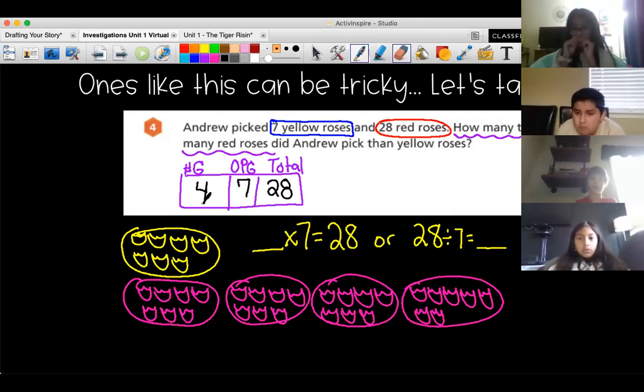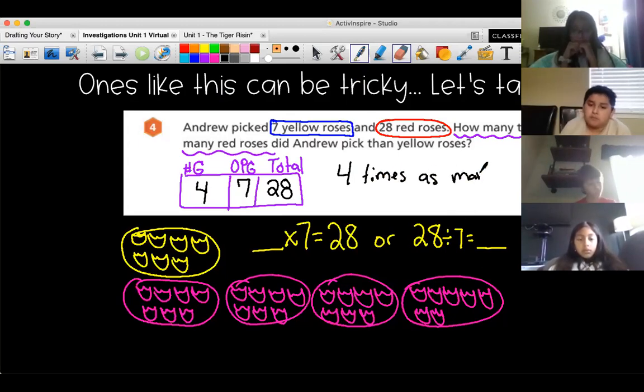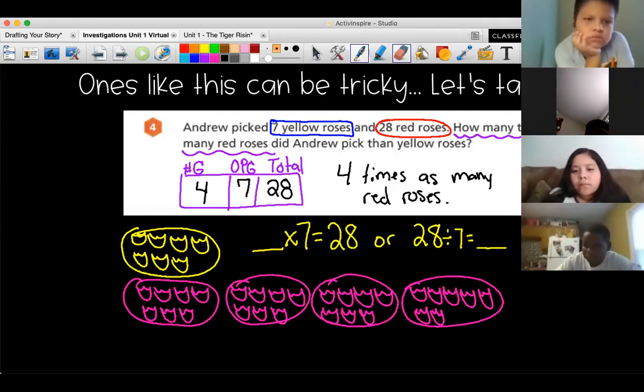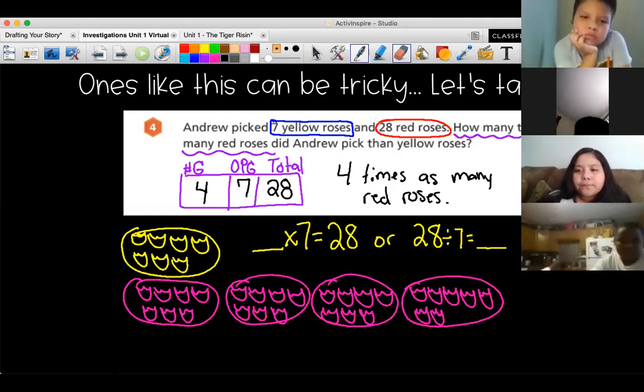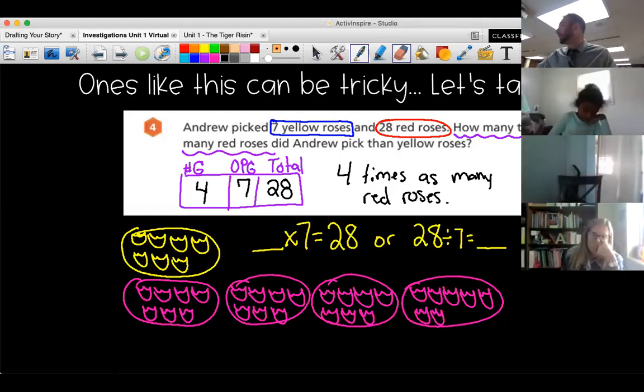How many times as many roses did we have? 4. So we're going to say 4 times as many red roses. I don't think you guys have any that are that tricky today, but you will see some like that every once in a while, so it's important we take a look. It's not always simply multiplying like the first one was. Sometimes you're going to get those tricky ones that throw in division.